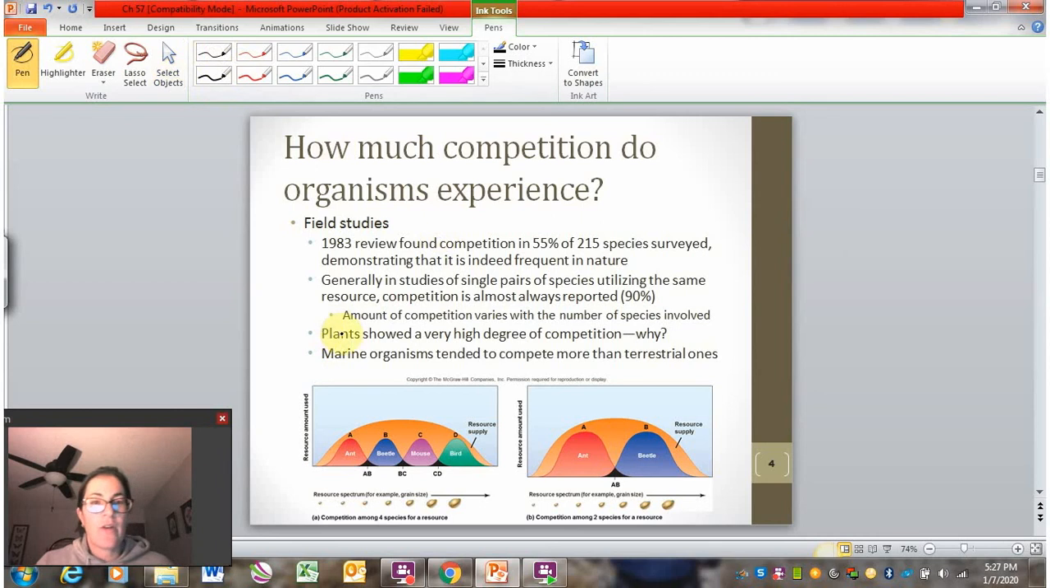So in nature, organisms are strongly influenced by competition. They found, at least in a review of various field studies, so that means looking in nature, that over half of the species surveyed showed competition, and that's probably an underestimate. In other studies where you look at two different species or pairs of species, you see that they are almost always experiencing competition between the pairs, so 90% of the time. If you look at more species, you see that they generally limit competition to one other species.